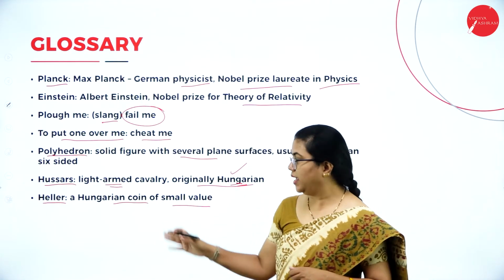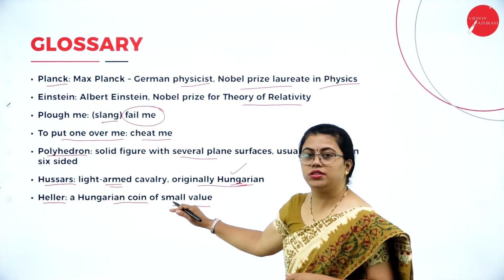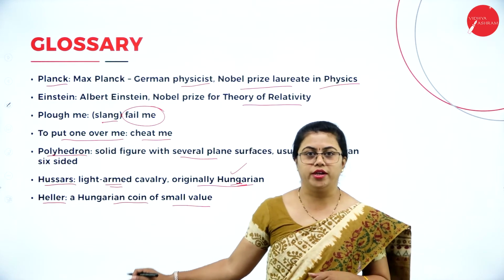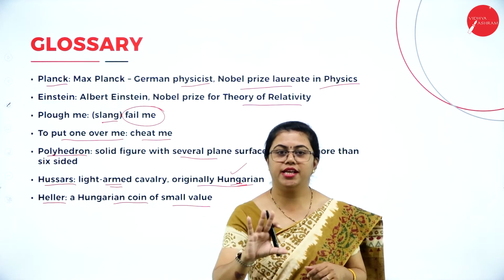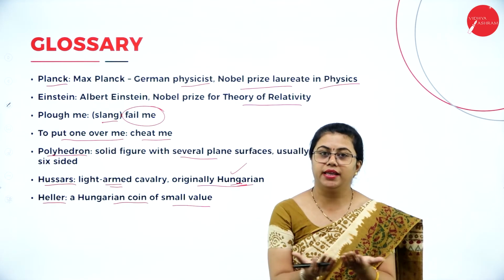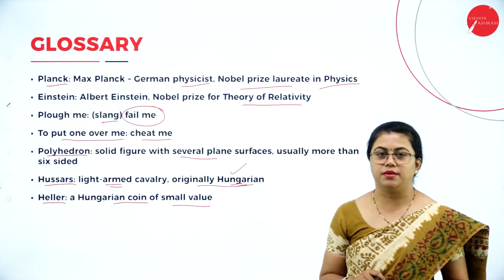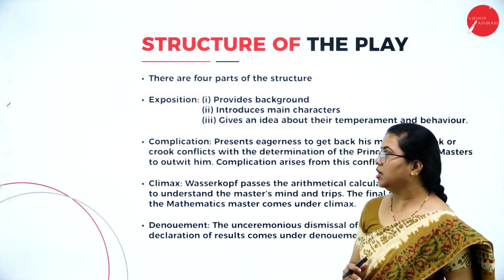So at that time he talks about this heller. Here also the author retains the Hungarian coin. It is just a translation. He has not changed the whole setting, that is, he has not changed it to the American setting. Here he has retained the same thing. Fine, so this was all about the glossary.